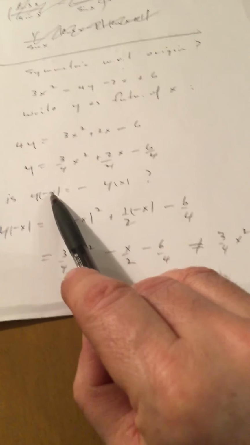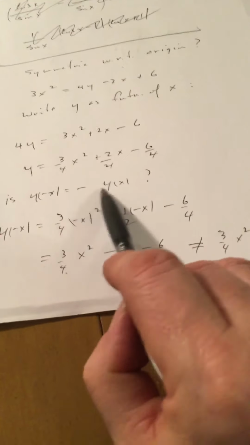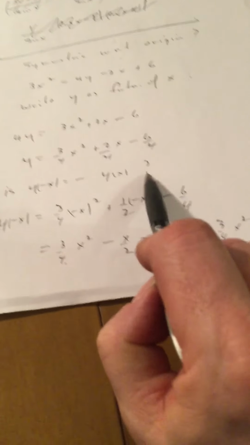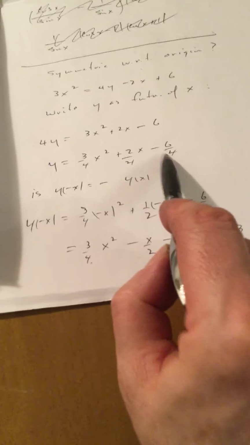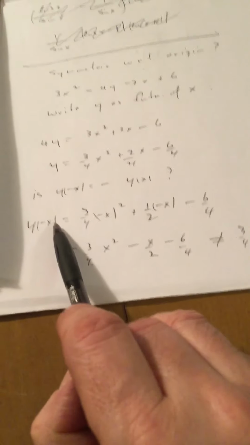Now to check symmetry about the origin, we need the function to be an odd function, meaning y of minus x would have to be equal to minus y of x. Well, is that the case? I'm going to take the y function from here and plug in minus x.